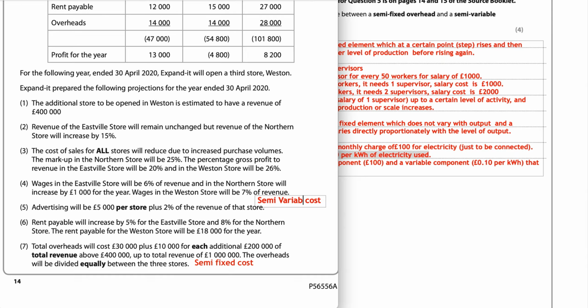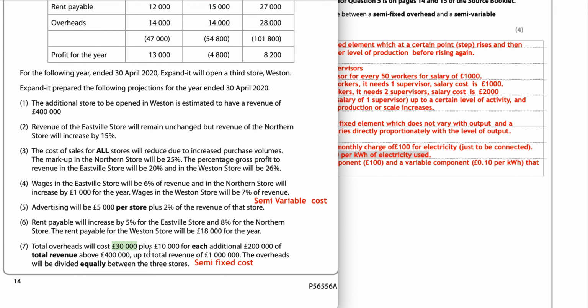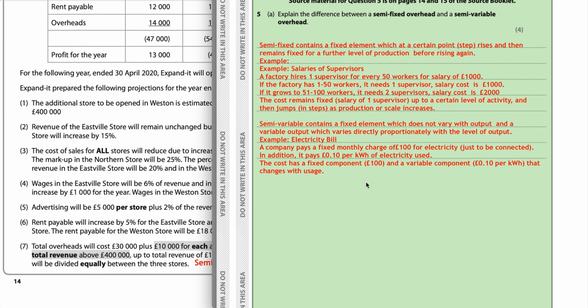So you have a semi-fixed cost and a semi-variable cost. Here we can see it is 30,000 and then it becomes plus 10,000, depending on the revenue increase. But it will remain fixed up to a certain value and then again it will start increasing. That is what a semi-fixed cost is. Whereas a semi-variable cost has a fixed component plus a variable component which is dependent on the output.